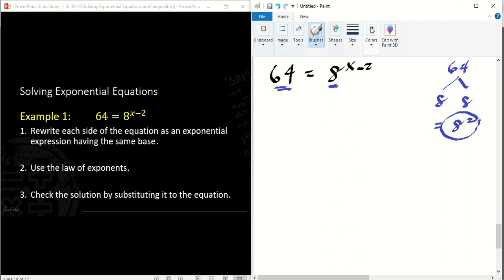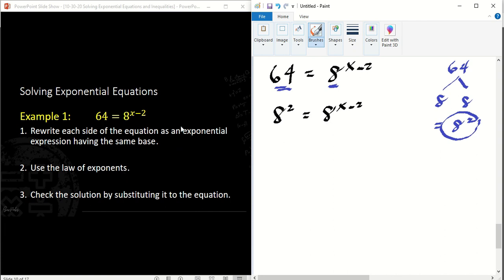Okay? So, we have now here 8 squared is equal to 8 to the x minus 2 power. So magkamukha na yung base natin. Yun yung unang rule. So, rewrite each side of the equation as an exponential expression having the same base. So, yung base natin yung malaking number. So, magkamukha na. Punta ka na ngayon kay number 2.